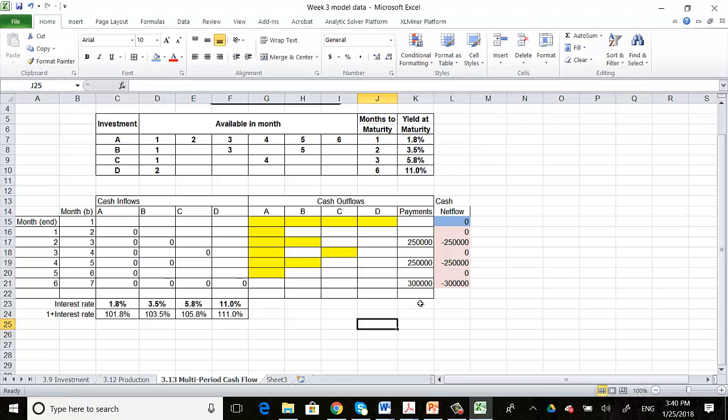Yes? Can you go back to the formula under the blue? This one? Right underneath it. Oh, underneath? It's the sum of your inflows. Subtract the sum of your outflows. Okay.